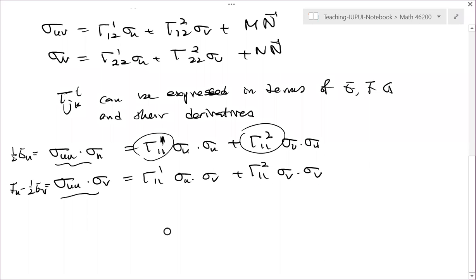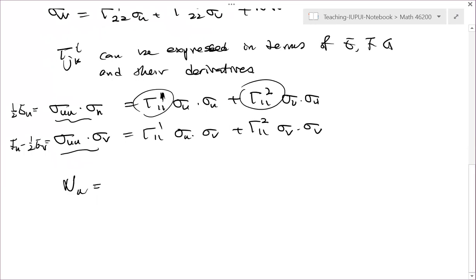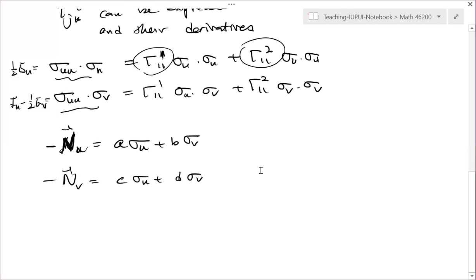That's one thing. The second one I want to talk about is the normal vector field. The partial derivative of the normal vector field can be expressed, with a negative sign, in terms of A sigma u plus B sigma v, because it's perpendicular to the normal vector, and similarly C sigma u plus D sigma v. So how do you determine those coefficients? They can be determined after you get the matrix.